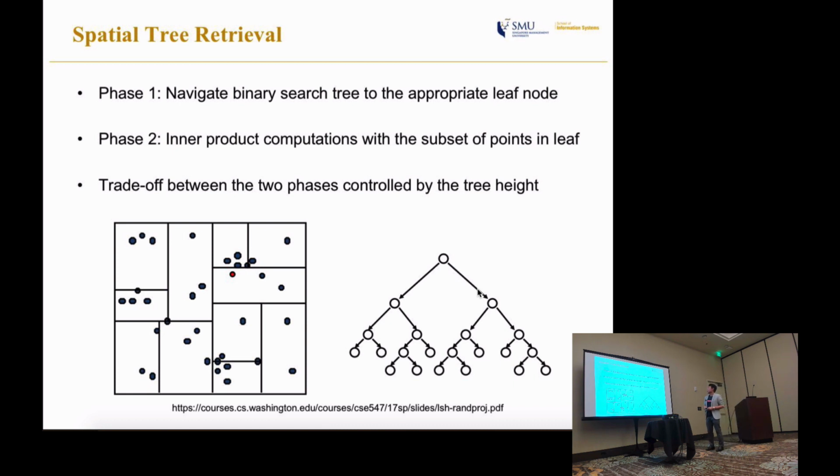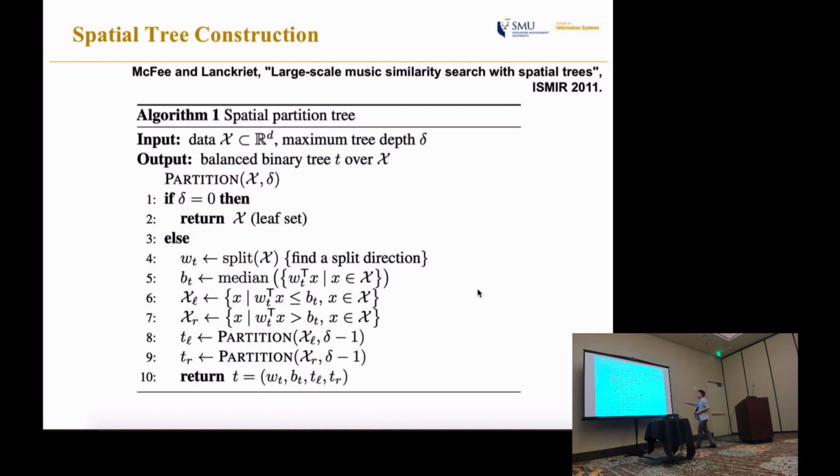Now, there are different kinds of spatial trees, but they're all essentially a form of binary search tree. The difference is usually defined in terms of how you partition space. I'm just going to quickly go through a few. Now, this is a generic algorithm to construct a partitioning tree.